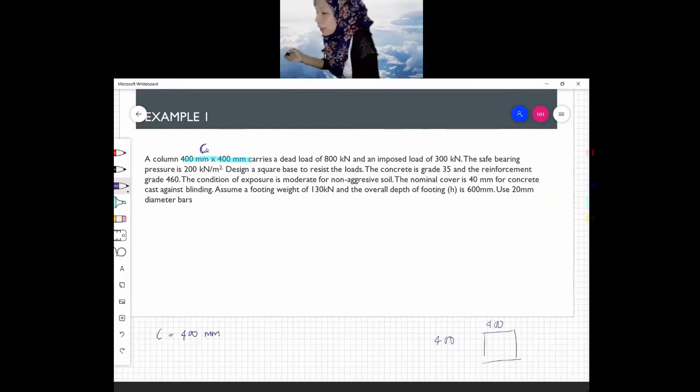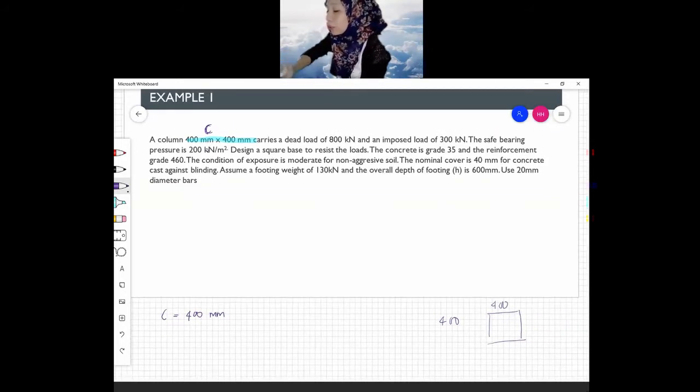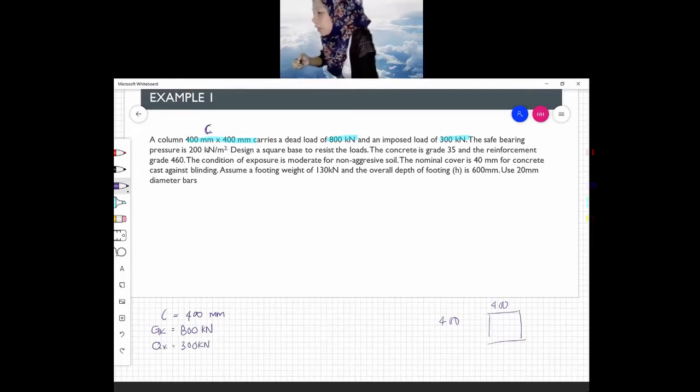Carries a dead load of 800 kilonewton. So dead load is 800, so GK equals 800. And we have the imposed load of 300, so QK is 300. And the safe bearing pressure is 200 kilonewton per meter square. So safe bearing pressure PB is 200. And then design a square base.